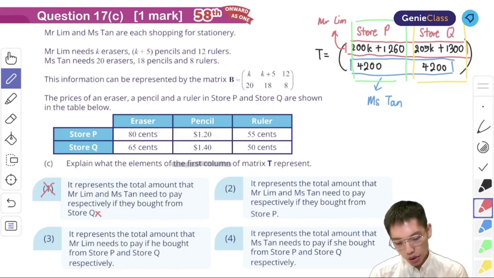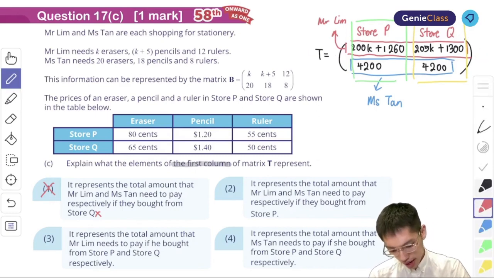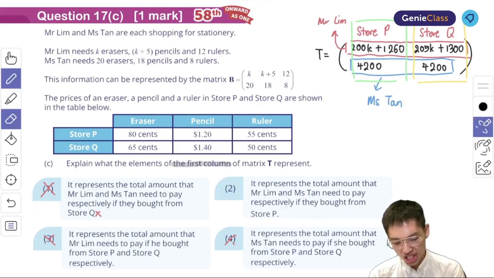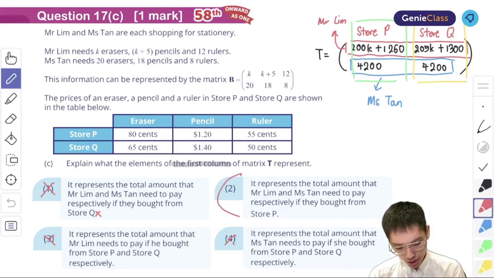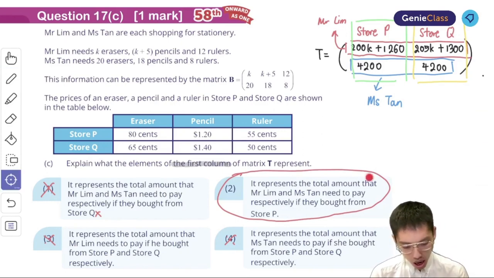Third one, Mr. Lim from store P and store Q. Now, that's where you realize Mr. Lim from store P and store Q, I'm reading for the first row. So it's actually not correct, and subsequently Miss Tan also not, so therefore option number 2. So look at how I actually phrase the options, and that is how you are supposed to reason it out, as how we write our mathematical reasoning. Okay, so in this case, this is the answer.